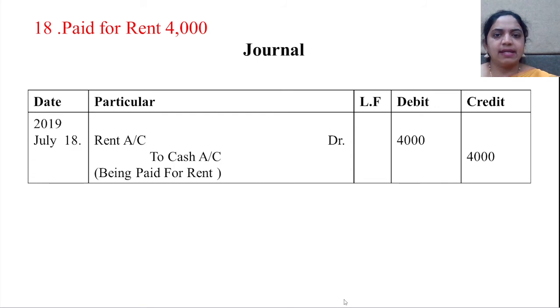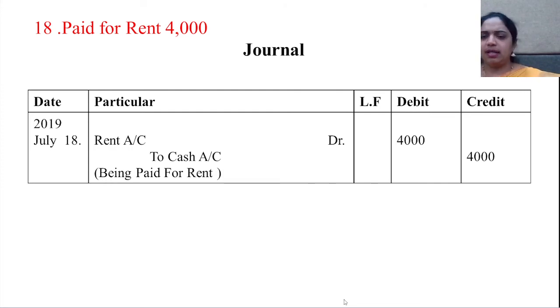Next transaction is 18. Paid for rent 4,000. When you pay, what goes out? Cash goes out. And what have you paid? Rent. Rent is an expense. Remember, when you pay rent, cash goes out, and when you receive rent, cash comes in. So paid for rent rupees 4,000. The journal entry will be rent account debit to cash account, 4,000 on debit, 4,000 on credit, being paid for rent.